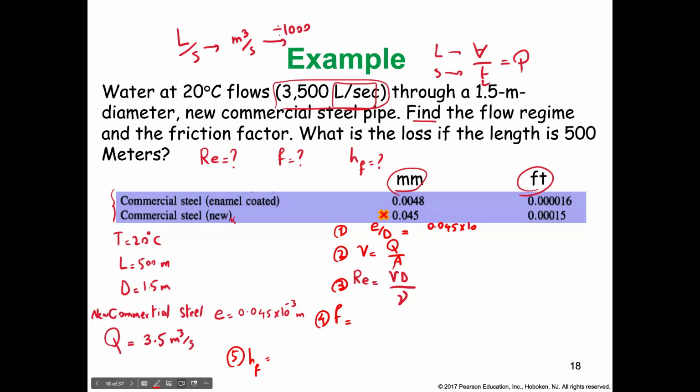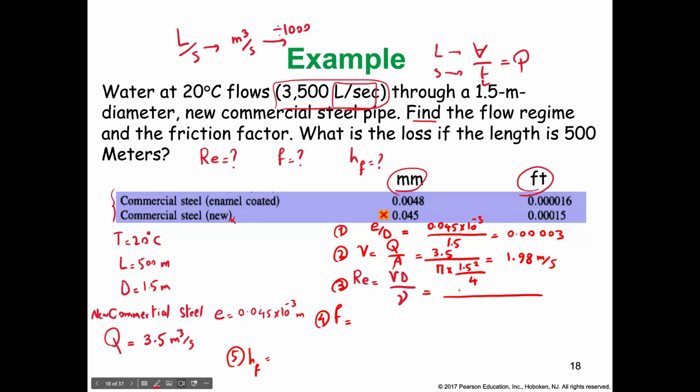So let's start with this guy. 0.045 multiplied by this guy divided by 1.5. I think I have the answer here. Be careful about the number of zeros that may cause trouble for you. This one, 3.5 divided by pi multiplied by 1.5 squared over 4, which gives me 1.98 meter per second.